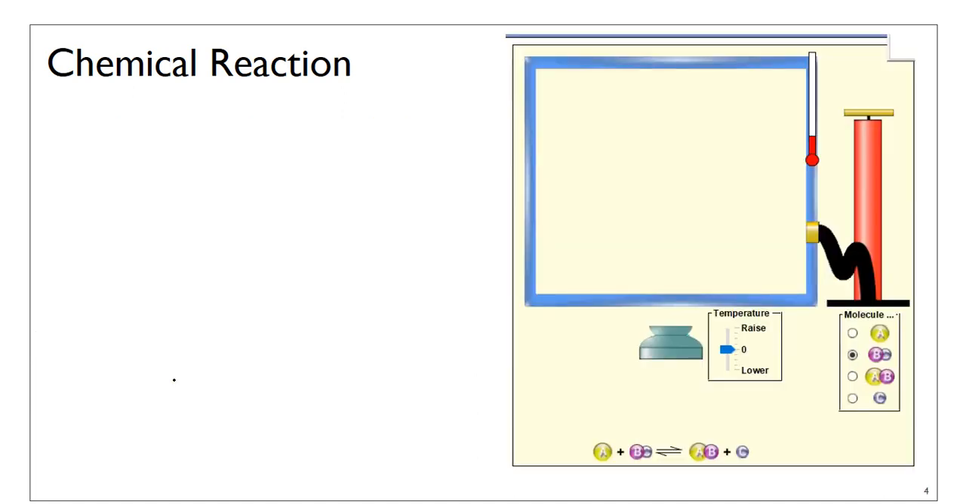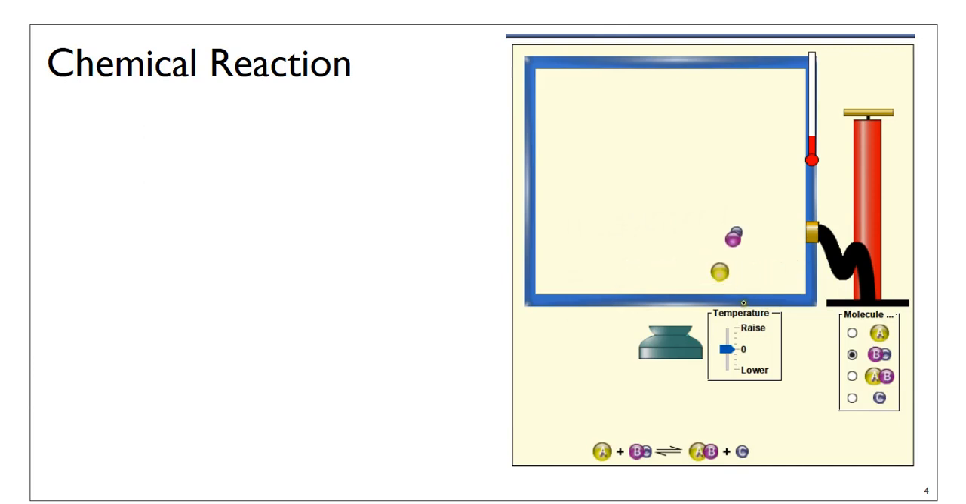Okay, so let's say I have a simulation here, and the reaction that is taking place here is A plus BC. BC is a compound containing B and C, and when they react, they're going to form AB. So there is a rearrangement of atoms. B will now form with A, and then you have C. So I'm just going to start by adding one molecule of A and one molecule of BC into the reaction chamber.